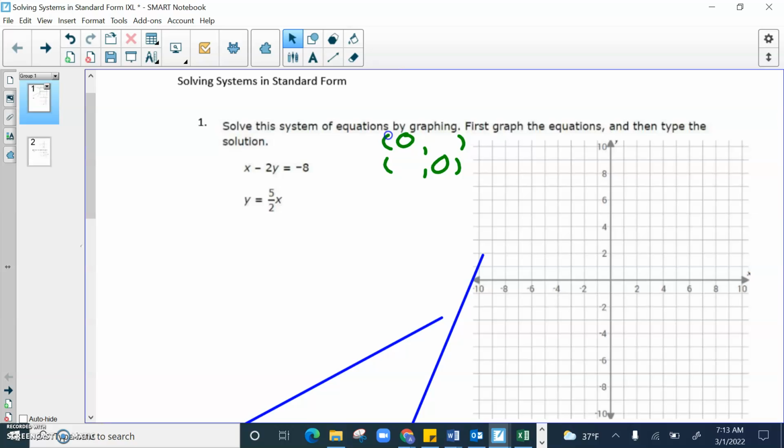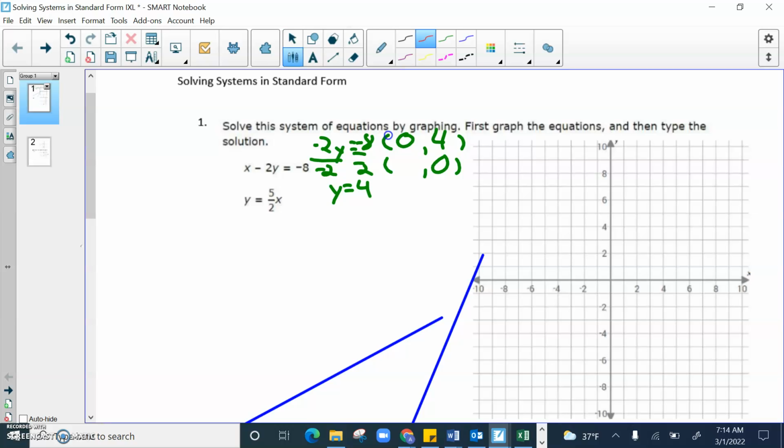When I put a 0 in for x, that's going to leave me with -2y equals -8. Divide both sides by -2. My y is going to equal 4. When I put a 0 in for y, that's going to just leave me with x. So x is going to equal -8. So my first point is going to be at 0, 4. And the other one is at -8, 0.